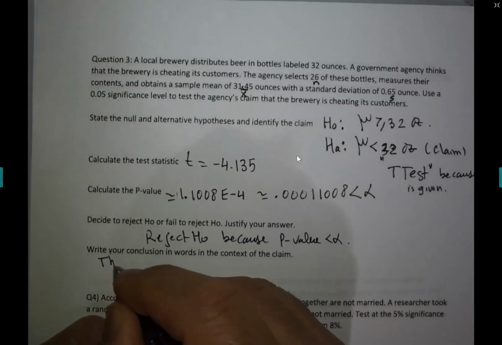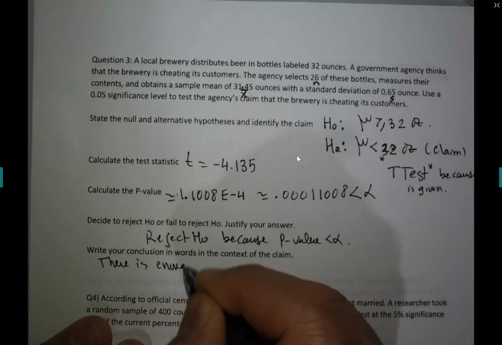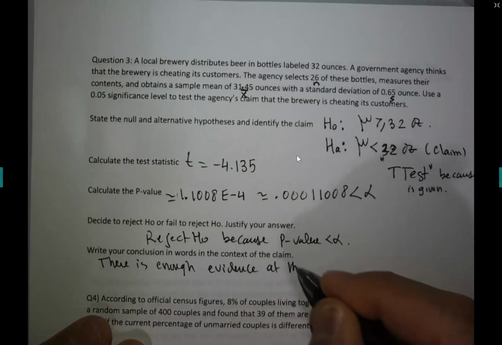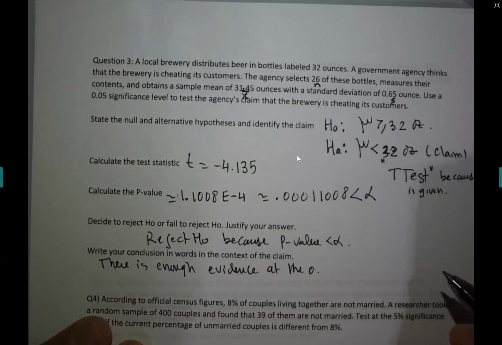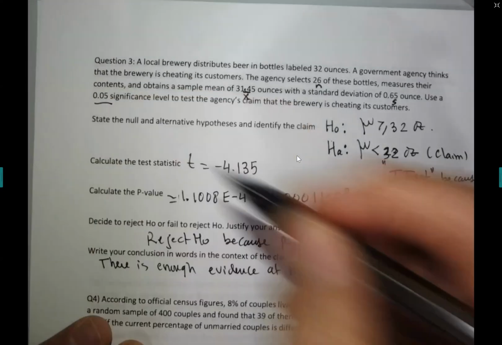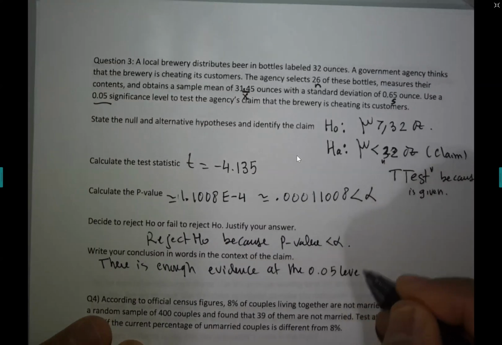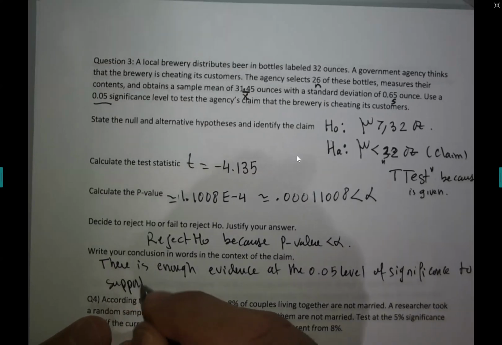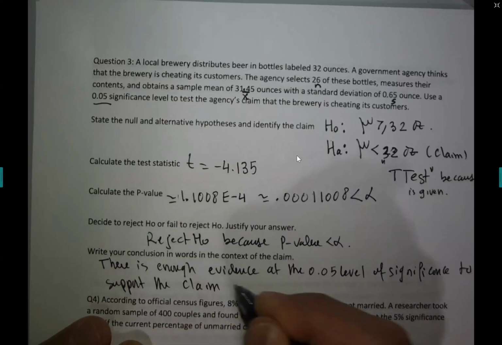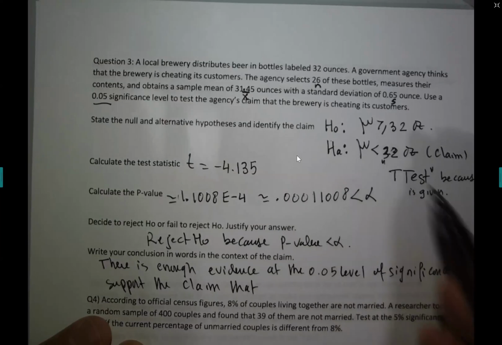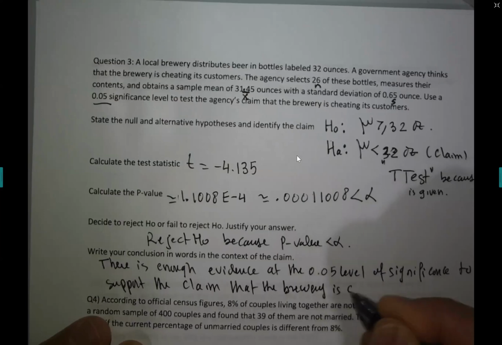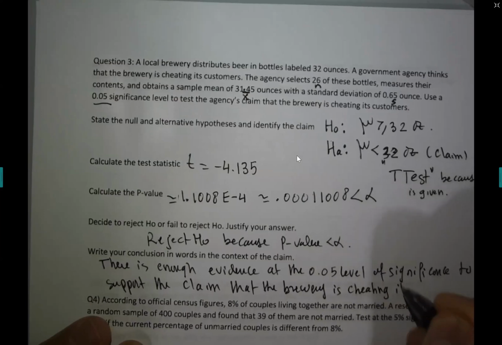And we do it together. There is enough evidence at the 0.0, what was alpha here? 0.05 level of significance to support the claim that the mean is less than 32, means the brewery is what? Cheating its customers.